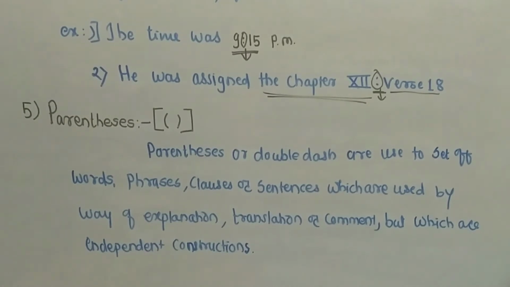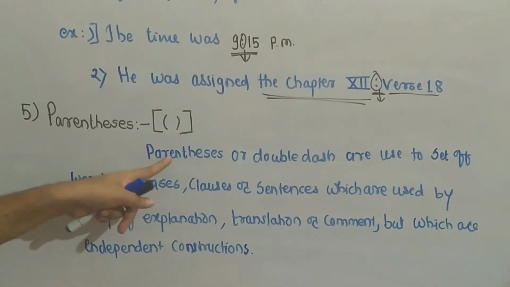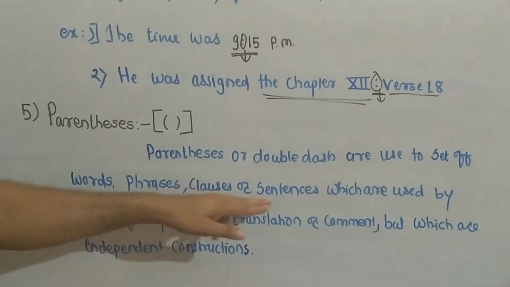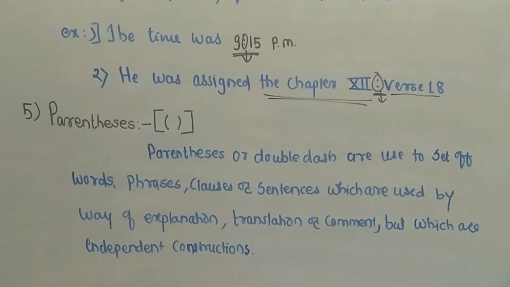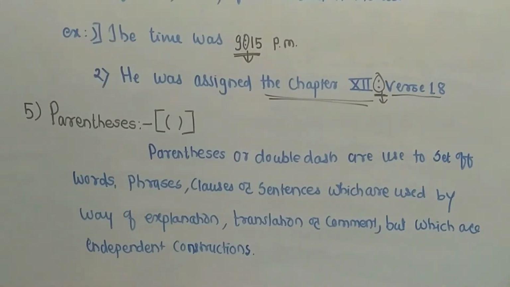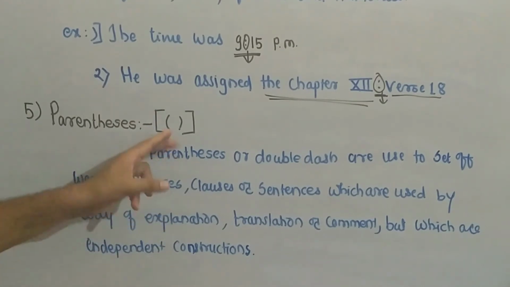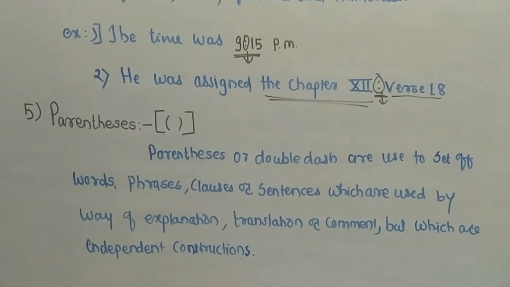Then the fifth one is parenthesis. We use brackets. Now see the parenthesis, single bracket we can say. Parentheses or double dashes are used to set off words, phrases, clauses or sentences which are used by way of explanation. Sometimes we explain some units, some parts of the chapters. That time we use the parenthesis, for translation or comment, which are independent constructions. So it is not dependent, it is independent. So this is the use of brackets while teaching the language parts or when we read the chapters.